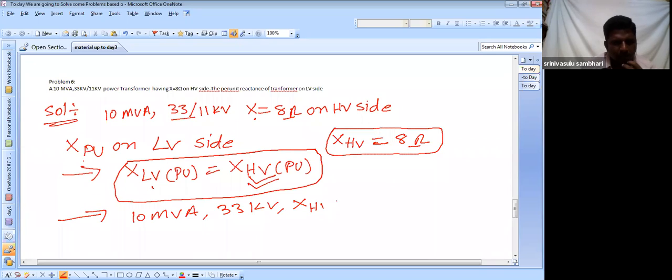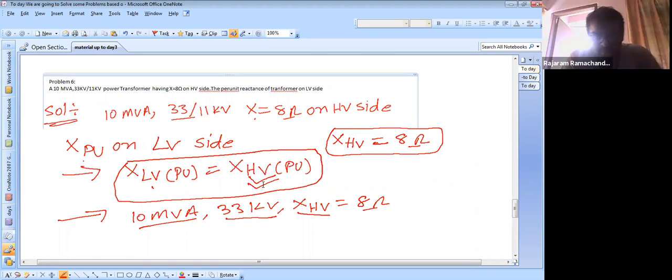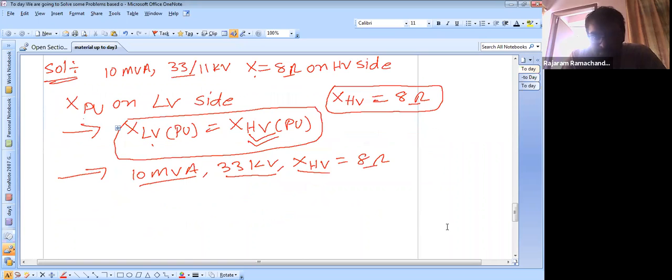And what is the reactance on the high voltage side? XHV equal to how much? 8 ohms. I know all this data. What are the base MVA and base kV, and on which side? High voltage side. I know the base MVA, base kV and actual values. Can I find XHV per unit? Yes or no? Here, same thing.